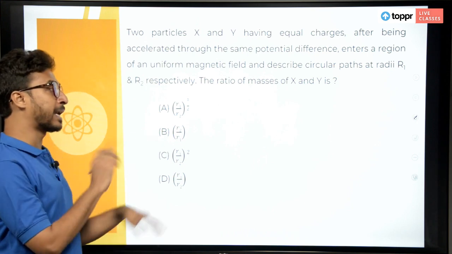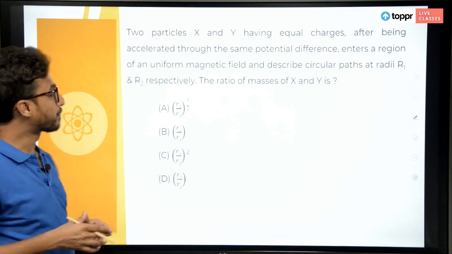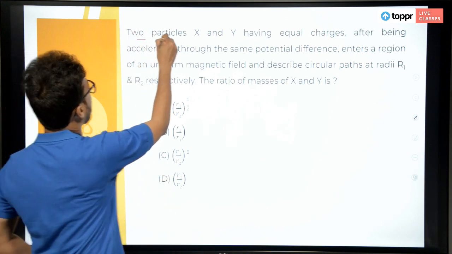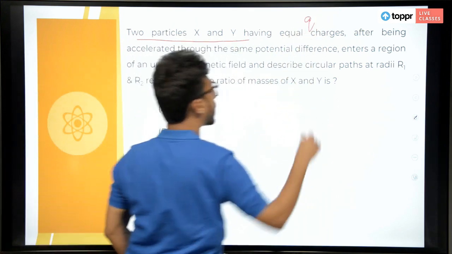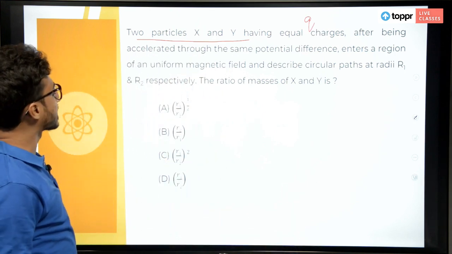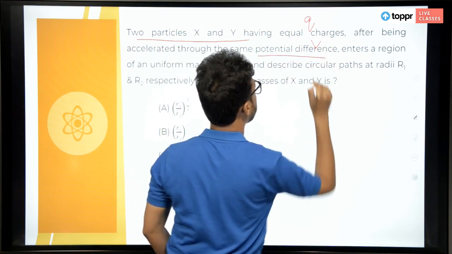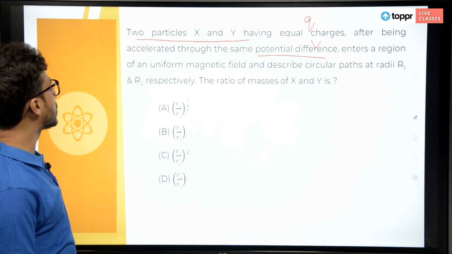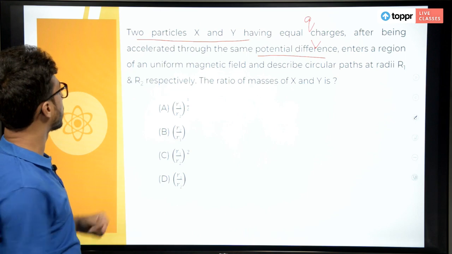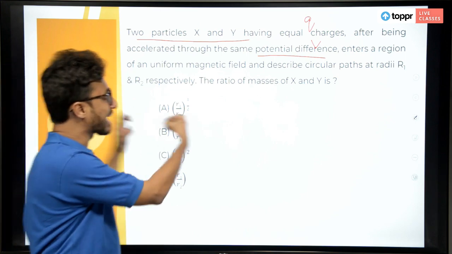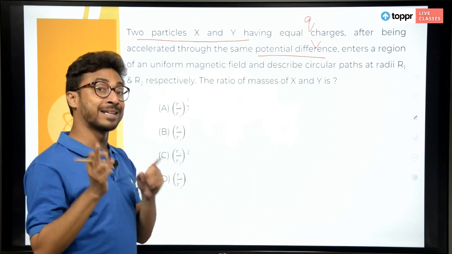This question is again one of movement of charge in a magnetic field. So first, it is given two particles X and Y having equal charges. So say the equal charge is Q, after being accelerated through the same potential difference, let the potential difference be V, enters a region of a uniform magnetic field. Before going into this, first of all, let us find out what we can find from this. Now, when it is accelerated through a potential difference, what will be generated? Its kinetic energy will be generated.